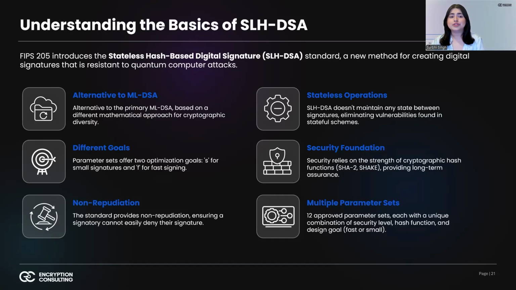SLH-DSA also offers two clear optimization goals denoted by S and F. S for smaller signatures and F for faster signing. This ensures that while it is generally slower than MLDSA, you can still select an implementation that best suits your environment.